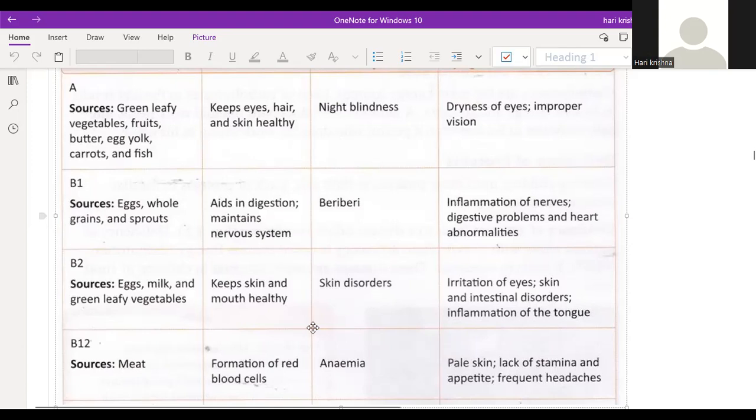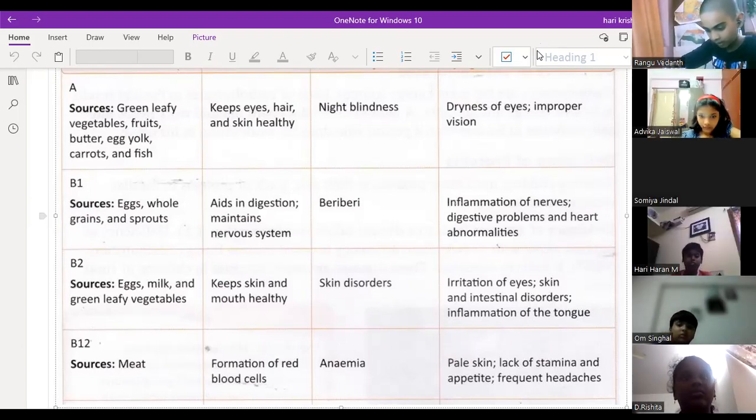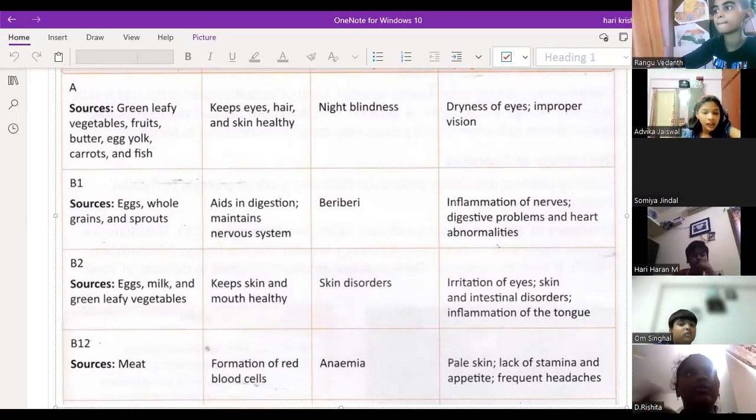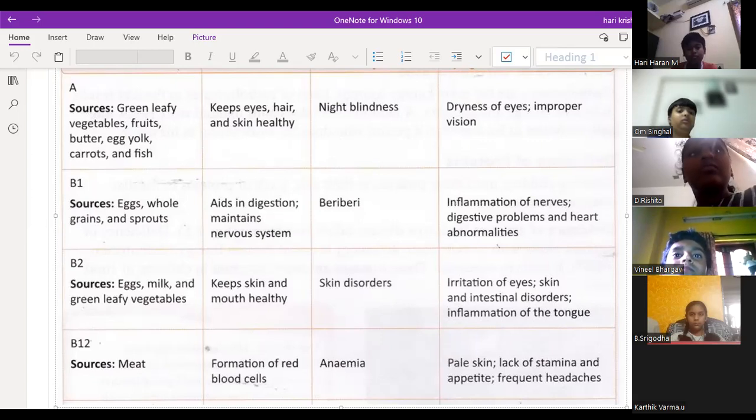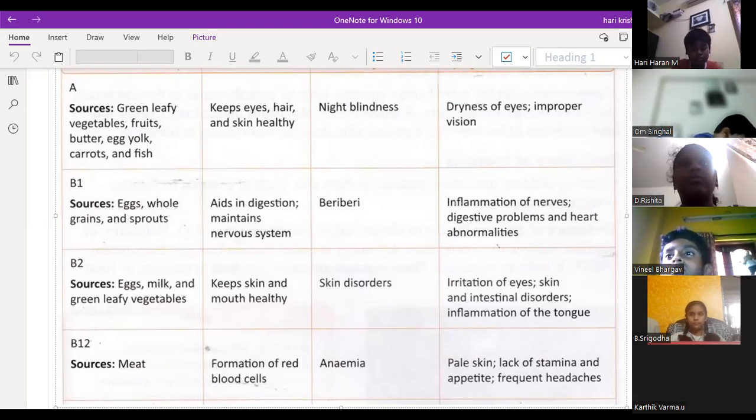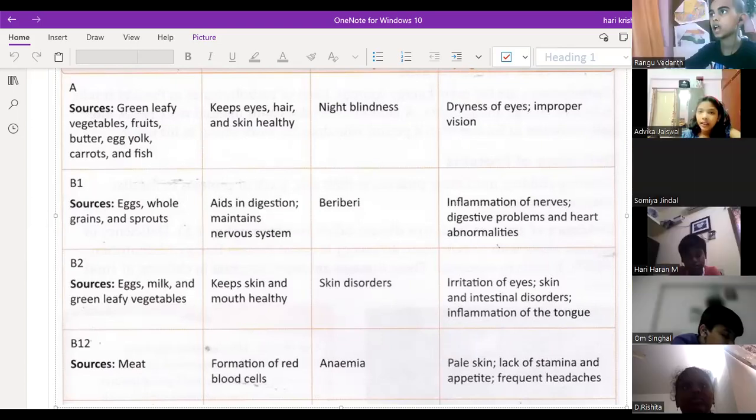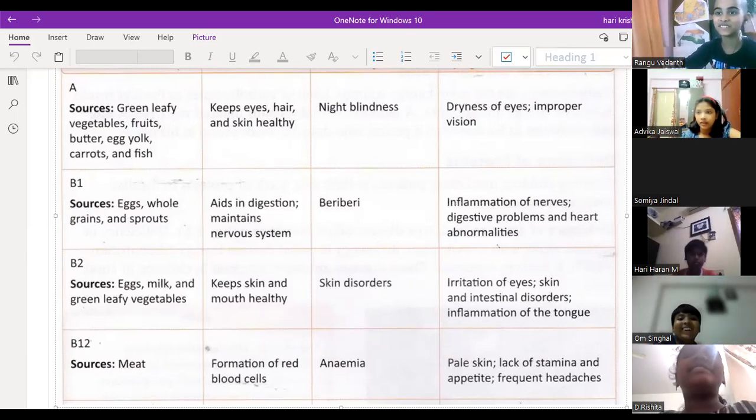So what is the importance of red blood cells? Sir, it carries oxygen. Sir, can you repeat the question? What is the importance of red blood cells in the blood? Sir, it carries oxygenated blood to all the body parts. Okay. In our body there is red blood only? Sir, there are also white blood cells.